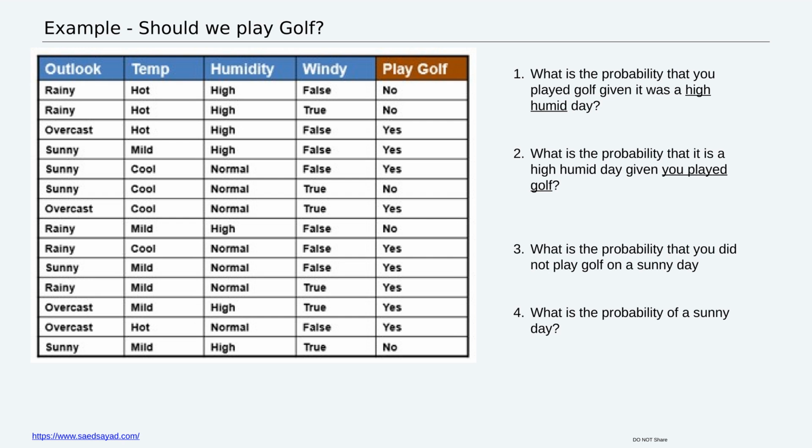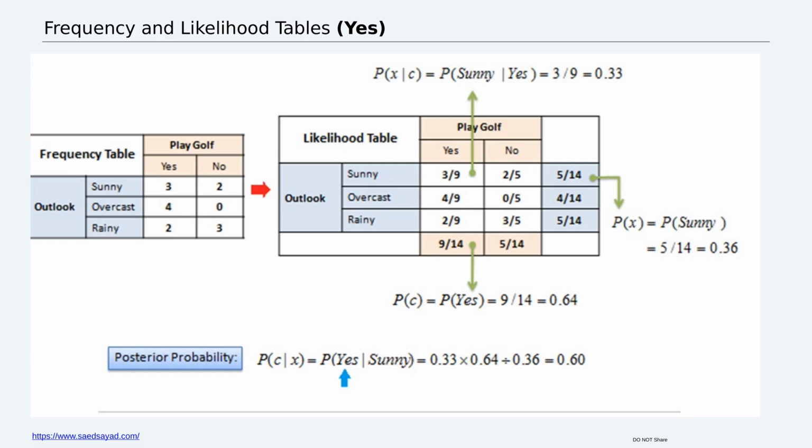High humidity given you played is 3 out of 9. Not playing on a sunny day is 2 out of 5. Sunny days are 5 out of 14. These examples show how past data helps predict play decisions. Now we create 2 tables, frequency, and then from them the likelihood tables for outcome yes. Turn counts into likelihoods by dividing each outlook count by its class total.